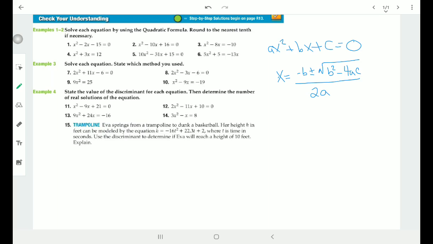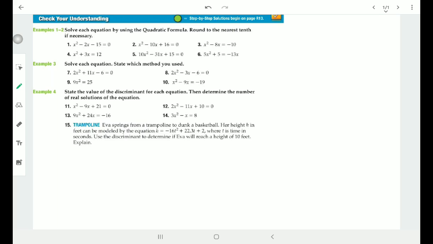Okay, so your assignment today was on page 587, numbers 1 through 15 odd. Okay, so I'll kind of do some of the even questions to kind of help you figure out how to do some of these. Now you want to always make sure that your quadratic equation is in that form.